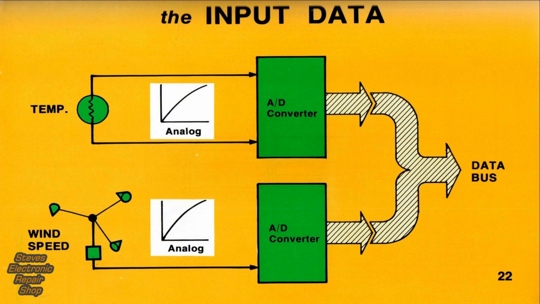The input devices we've selected are the thermistor for temperature indications and a wind cup type transmitter for wind speed. Of course, both sensors produce analog data, which must be changed to digital. This conversion is certainly within the capabilities of the microprocessor, but for the sake of simplicity, we'll make the conversion with analog to digital converters.